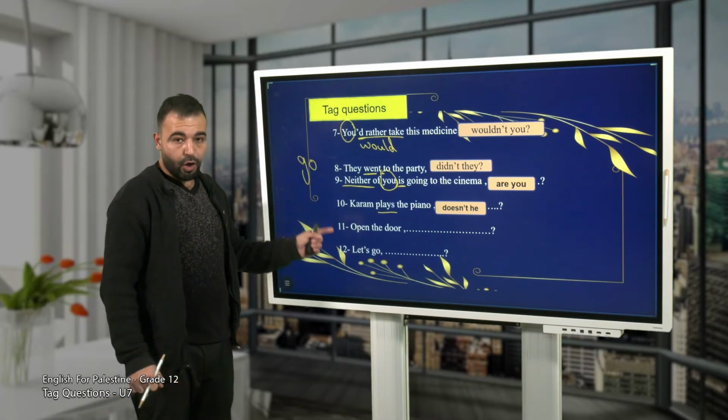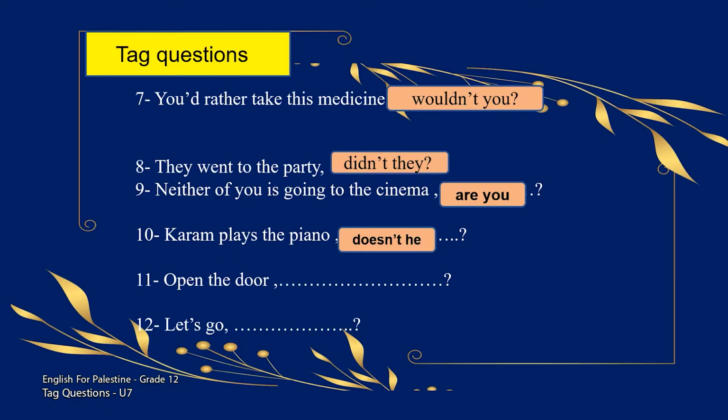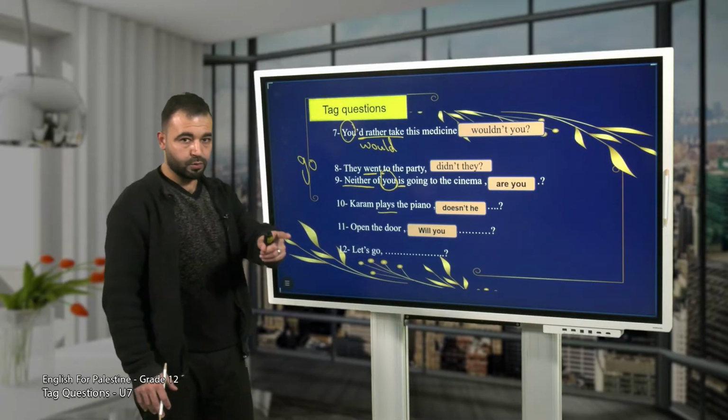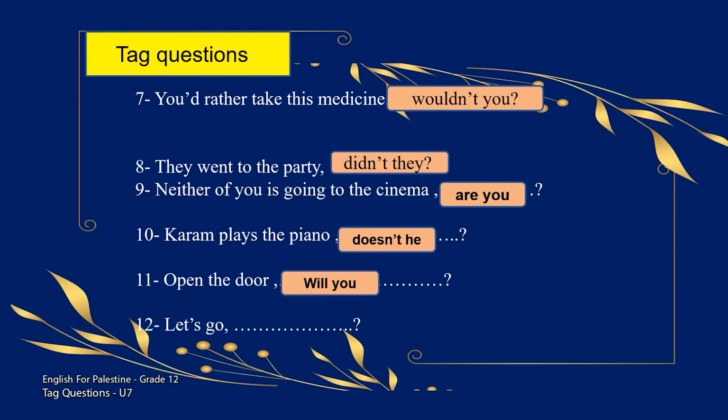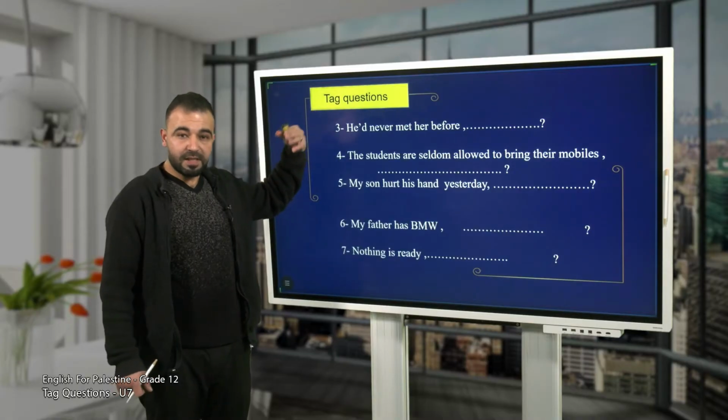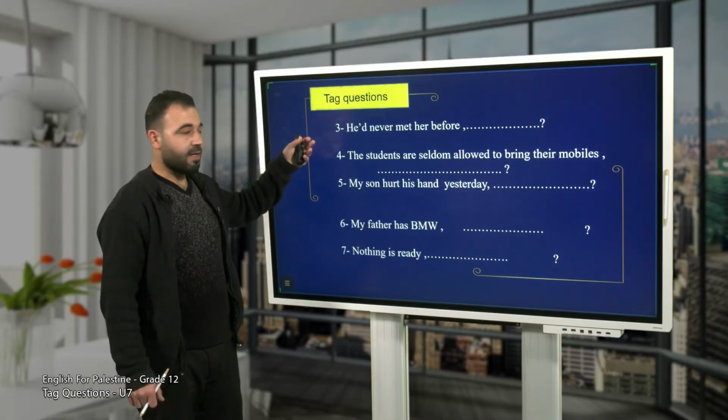11. Open the door. It's a command or an order. Open the door. When we have such a sentence, the correct tag question is will you? The last one, let's go. A suggestion, let's go. And here, when we have such a sentence, the correct answer is shall we. Let's continue with these examples.